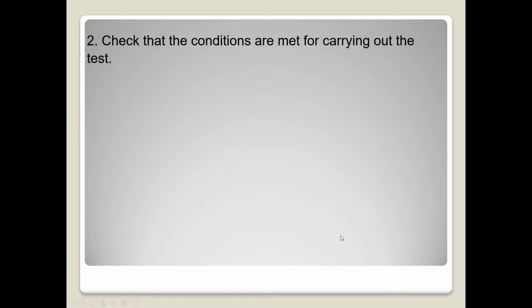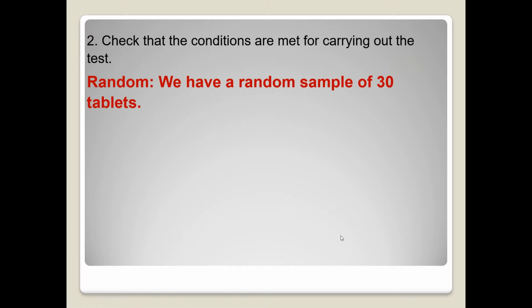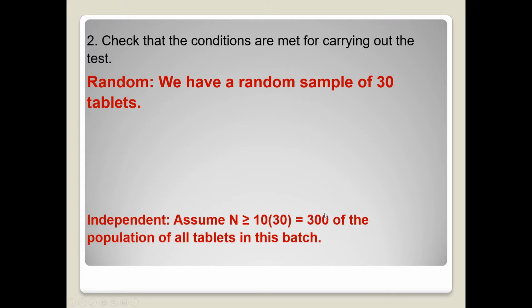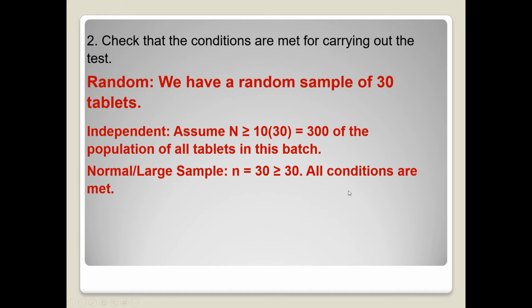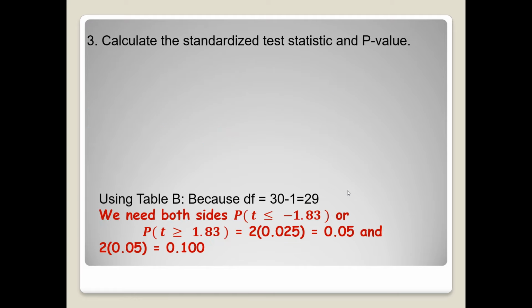All right, let's check conditions. We're going to hurry up here. We're almost done. 30 tablets, check. No problem there. Independent. Can I have more than 300 in my pills? Sure, I can get a bottle with more than 300 pills. So we're fine. Check. Is 30 greater than or equal to 30? Yep. Check.